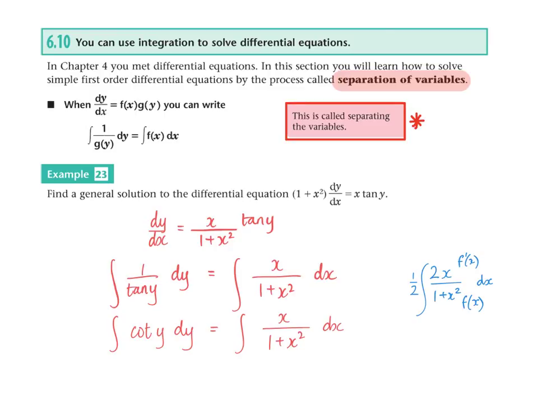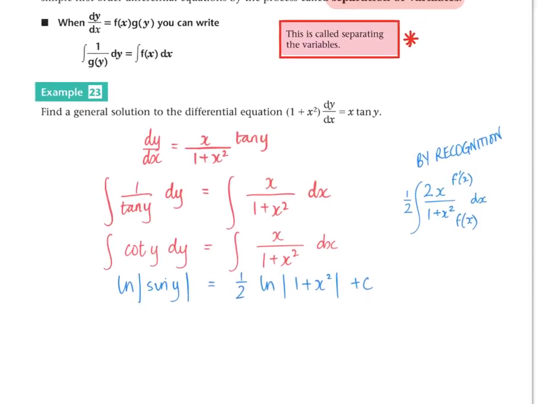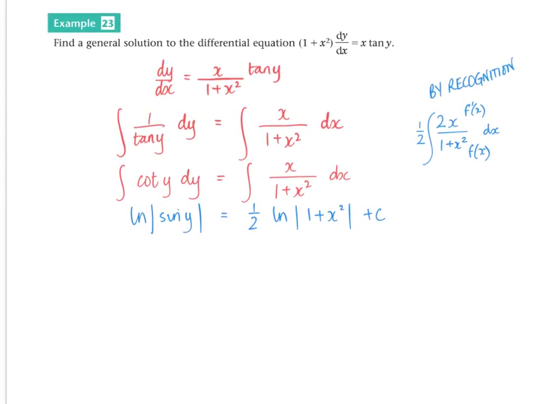the integral of the right hand side using natural log. So if we integrate cot, we get ln sine y, and that is equal to a half ln of 1 plus x squared plus c. So this is our by recognition. You could do it by substitution as well. You can do a little substitution at the side and work it out fully that way. So we've got a plus c happening there as well. We should be able to simplify this.